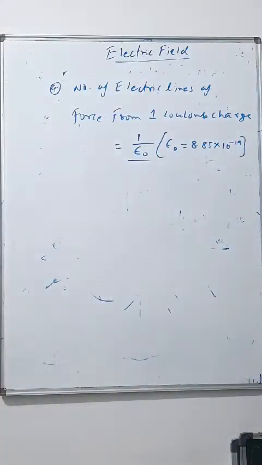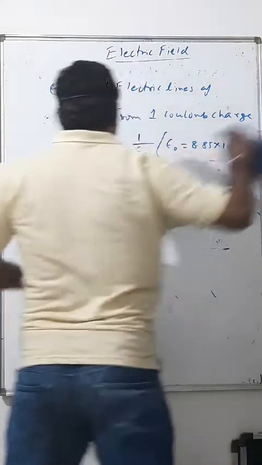If you have 1 coulomb of positive charge, then 1 upon epsilon naught number of lines of force are radiating out. And if it is a negative charge, then 1 by epsilon naught number of electric lines of force are terminating into the negative charge. Well, next property.